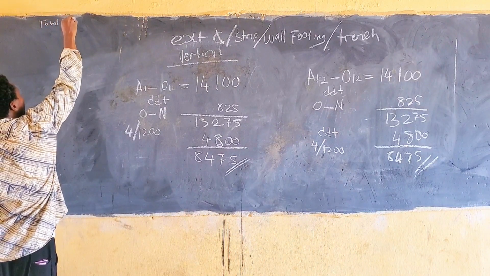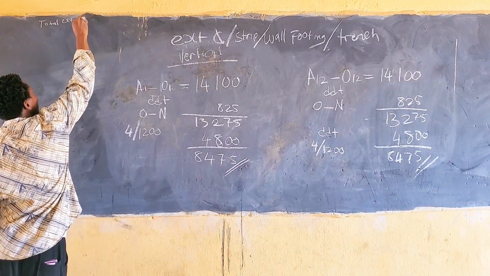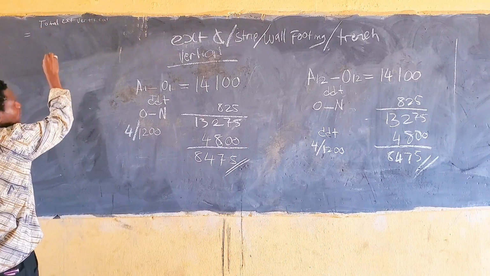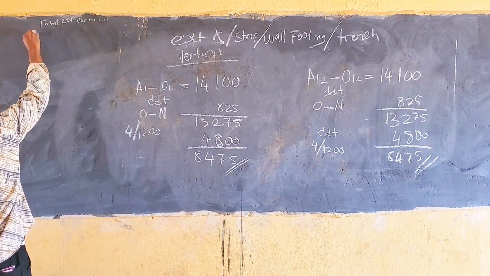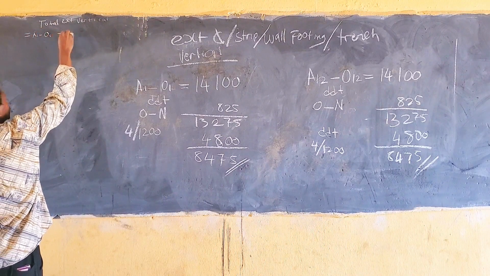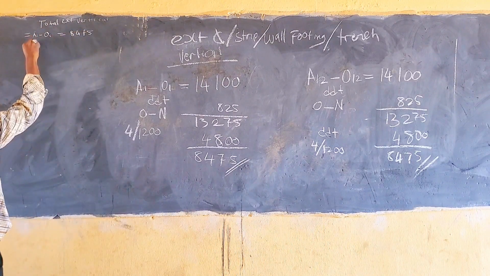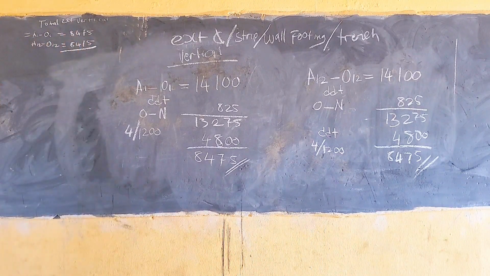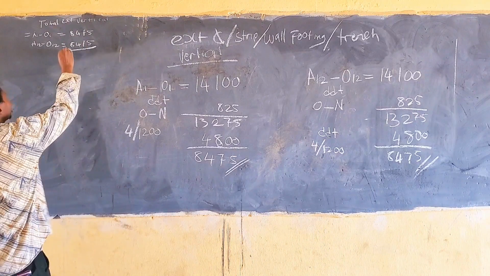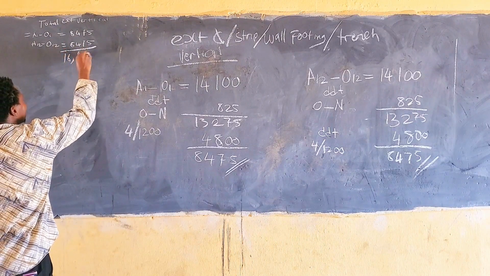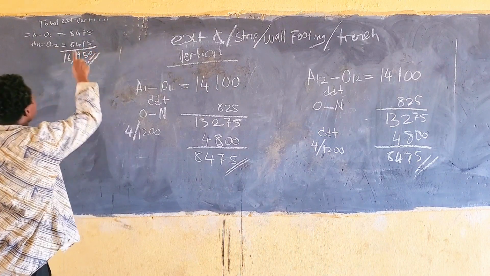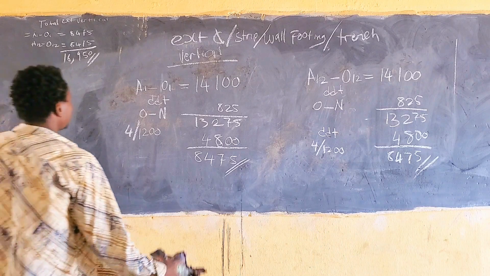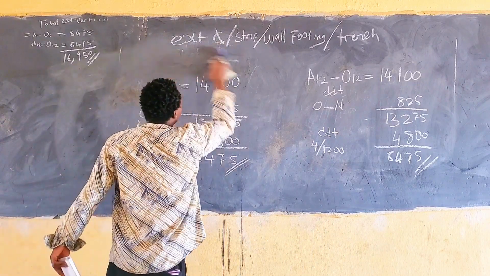Total external vertical equals A1 to O1, 8,475, plus A12 to O12, 8,475. So we sum it up, and that will give us 16,950. So our total vertical gap is 16,950. So let's go to the horizontal gap.